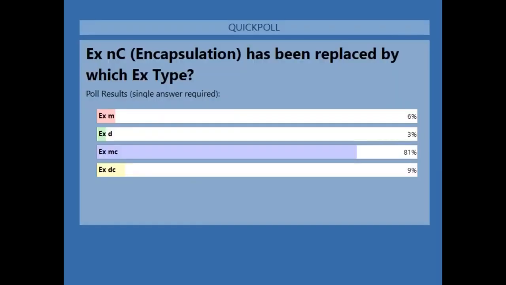Okay, let's share. Those who answered EXM, that's not correct. It's only MC. If you had an old EXNC device and you just told everybody it's exactly like EXM, you could have somebody install that in a zone 0 or zone 1 and potentially cause an explosion, because of your imprecise language. You must be precise. A, B, C. So it's EXMC is the answer. Encapsulation.